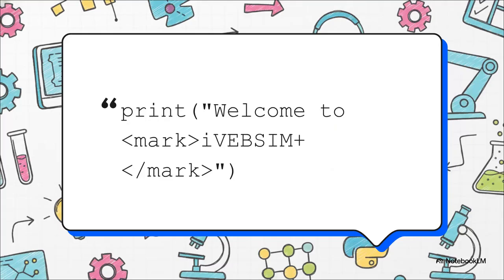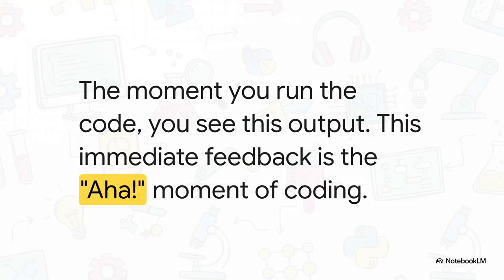And here it is, the magic spell. It's just one single line of code. All we're doing is telling the computer to print whatever text we put inside the quotation marks. That is your entire first program. And boom! The second you run that line, this text pops up on your screen. You gave the computer an instruction, and it did exactly what you said.